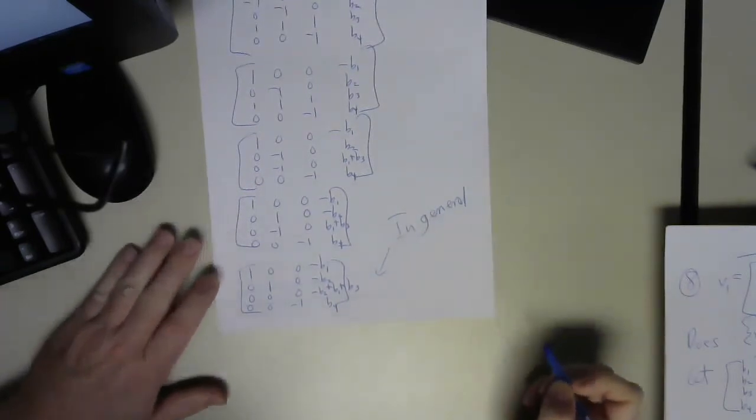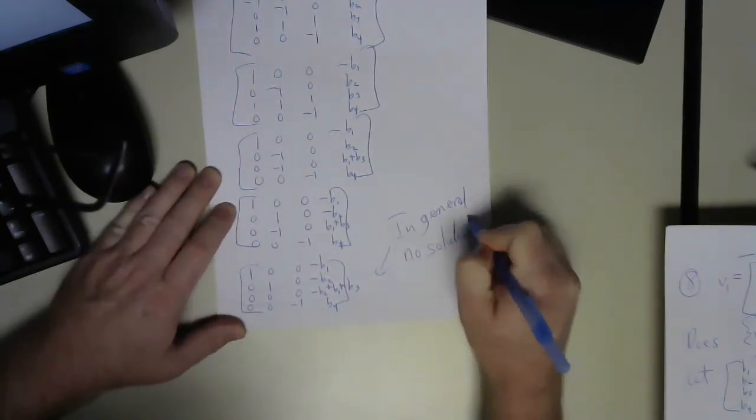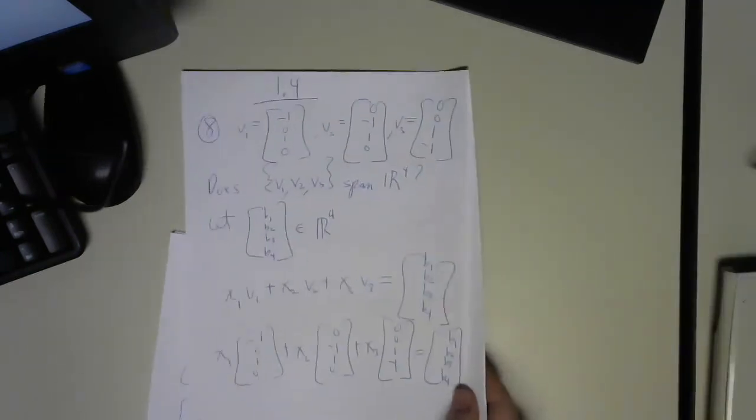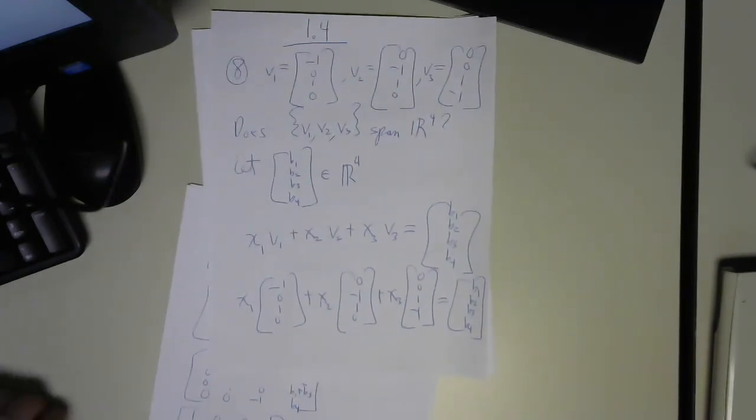Now, it might have a solution for a specific choice of b2, b1, and b3, but in general, there is no solution to the system. So that means that v1, v2, and v3 do not span R4.